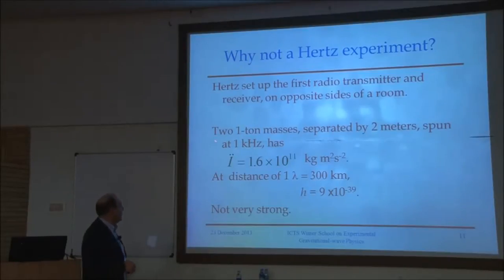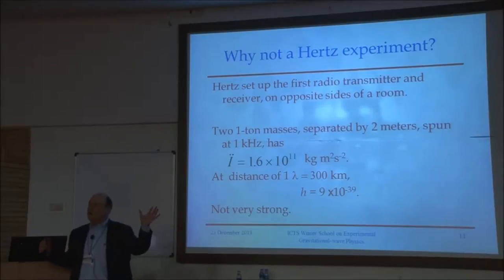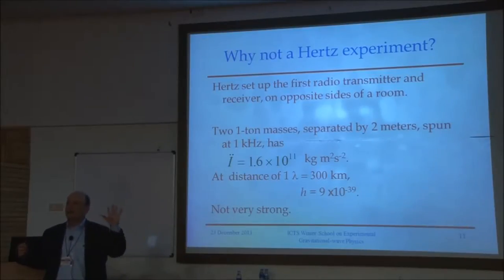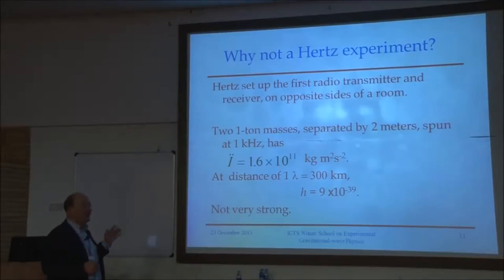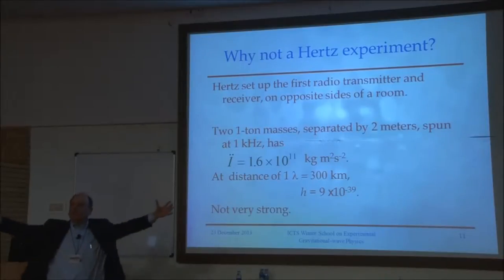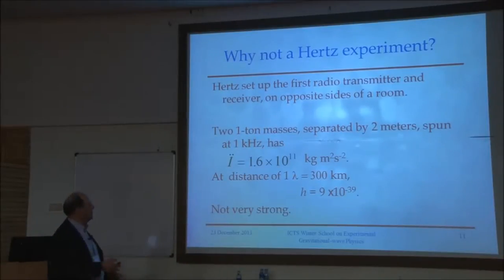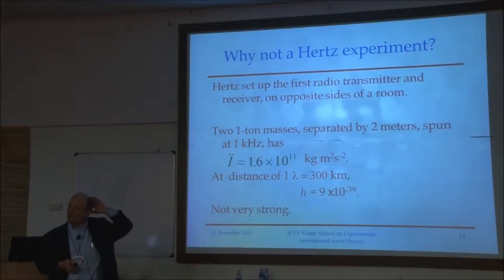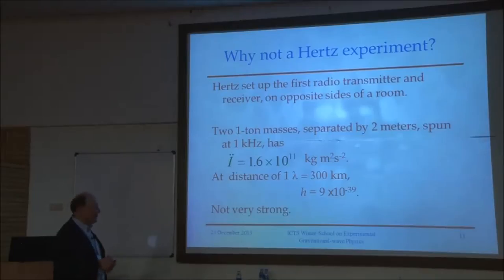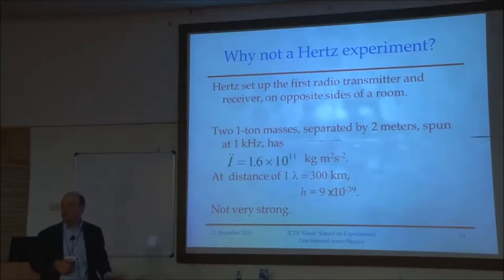We can't do it because if you ask, how big a set of masses could you move in a quadrupolar pattern, how fast, and then what gravitational wave amplitude would they generate, it's very depressing. So here was my example system. Two 1-ton masses connected by a very rigid rod, 2 meters long, spun about an axle that's put through the midline of that connecting bar at 1,000 rotations per second. And you figure out what the quadrupole moment's second time derivative is. It's very simple to do.